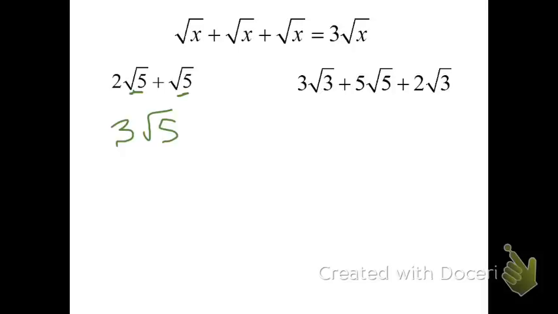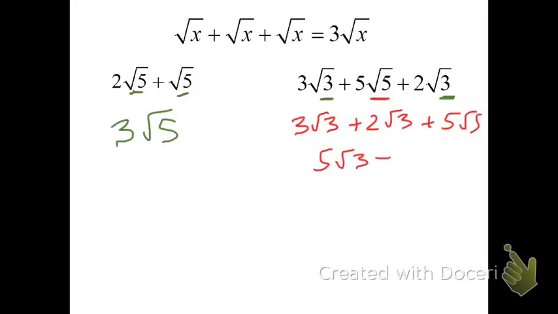So here, we have 3 root 3 plus 5 root 5 plus 2 root 3. Notice that 3 root 3 and 2 root 3 are both like radicals, and 5 root 5 is different. So we can add the 3 root 3 and the 2 root 3, but not the 5 root 5, because again, those are unlike radicals. So I'm going to take 3 root 3 plus 2 root 3 and add those together. So 3 root 3 plus 2 root 3 becomes 5 root 3. And then 5 root 5 just stays as 5 root 5. And that's our final answer. So again, you can only add like radicals.